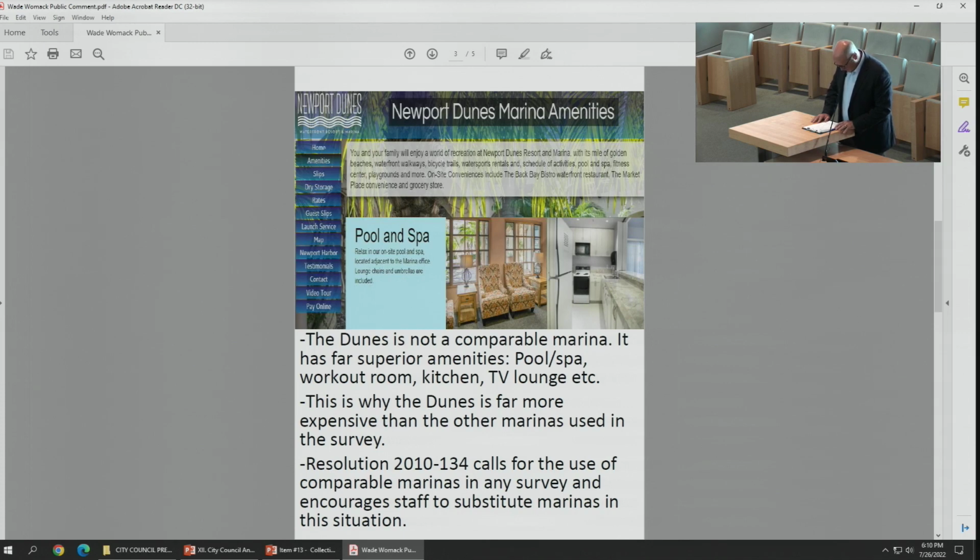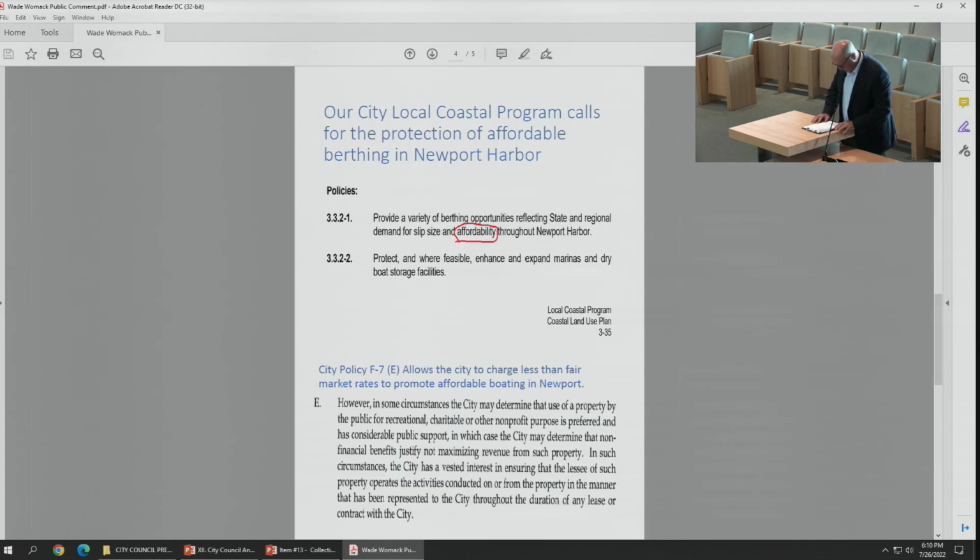Next slide, please. Here's section 3.3.2-1 of the City Local Coastal Program. It requires the city to maintain affordable boat slips in Newport Harbor. And City Policy F7E permits the city to charge less than fair market rents for recreational uses such as boat slips. Next slide, please.